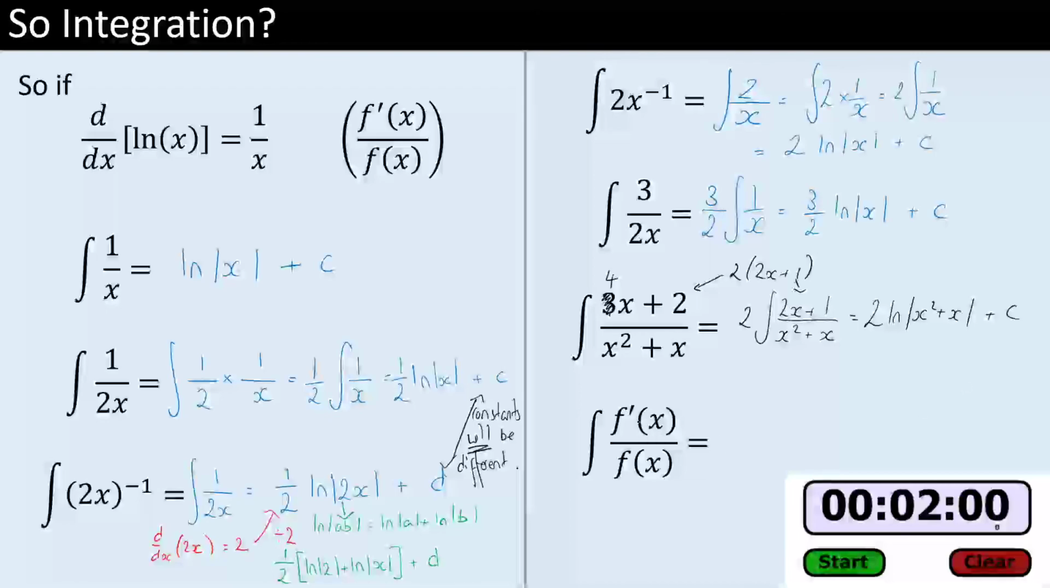And finally, general rule: integral of the derivative over the original function, we're just going to get ln mod f of x plus c. Okay, and there we go. That's us dealing with integrals of logarithmic functions.